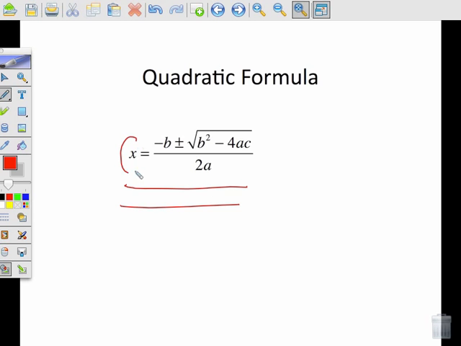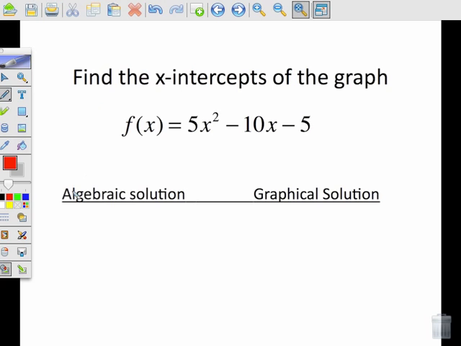This is just a reminder of your quadratic formula. Finds your x-intercepts, finds your solutions. All right, final example. What we want to do is find the x-intercepts of this graph. Well, here's how you find your x-intercepts. We've got a lot of methods, but you want to let your function equal 0 to start with. This is our algebraic method.